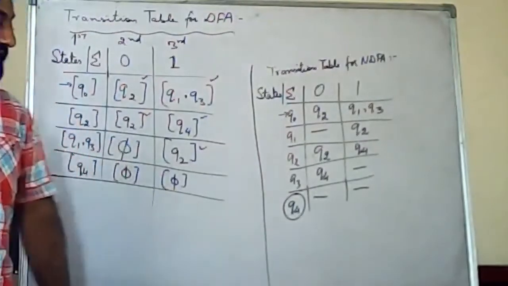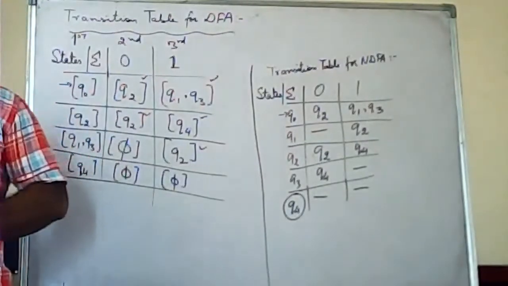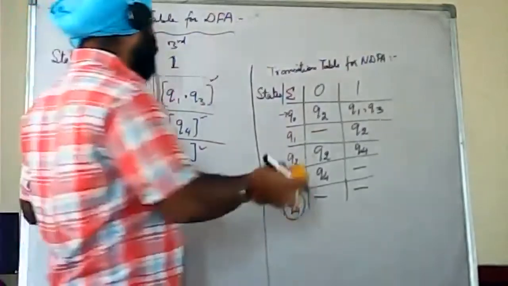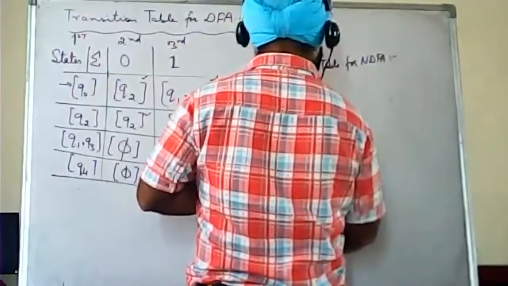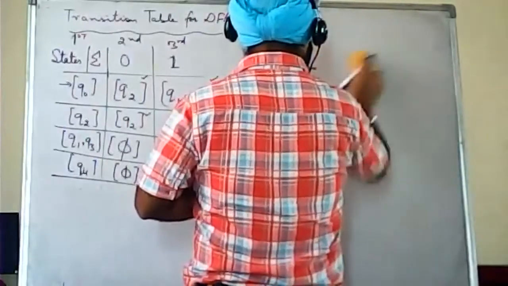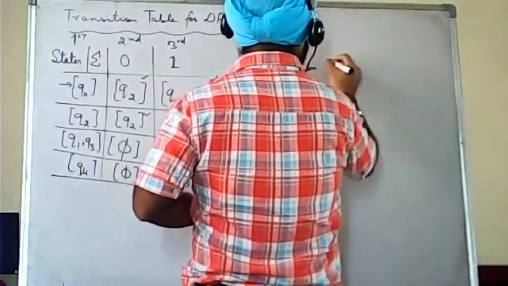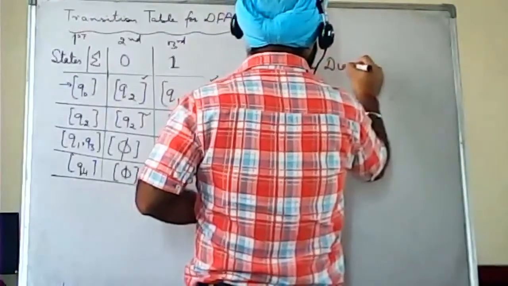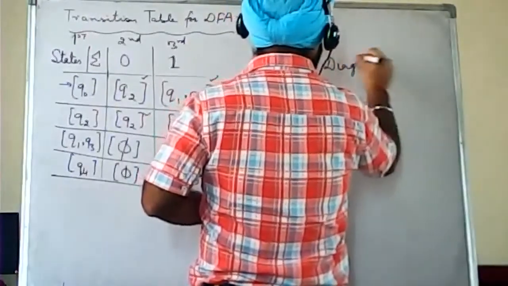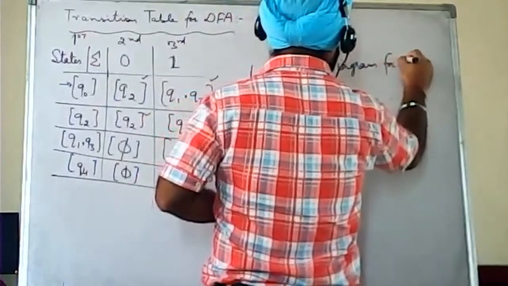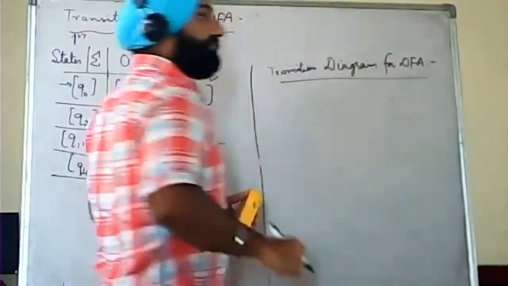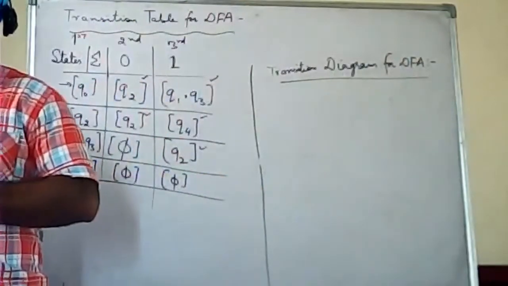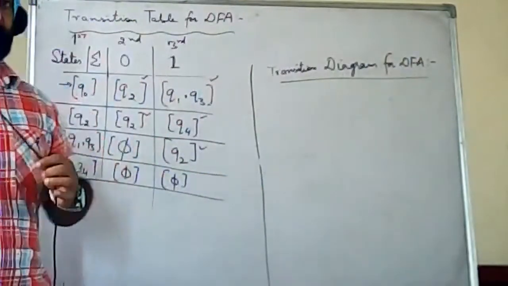Now you will have to draw the corresponding transition diagram for this table. So, transition diagram for this DFA. Transition diagram for this DFA.